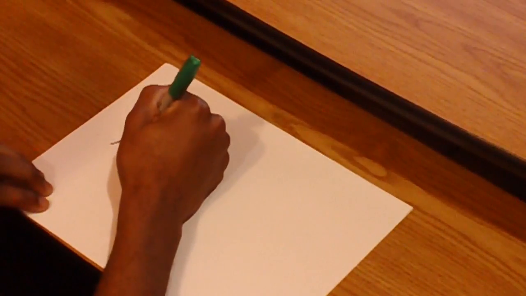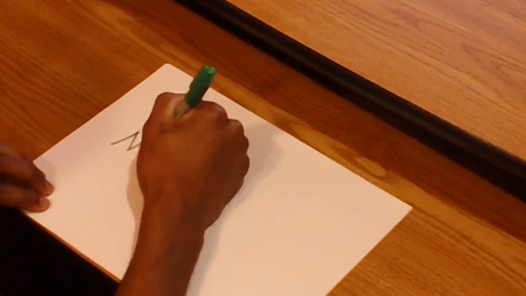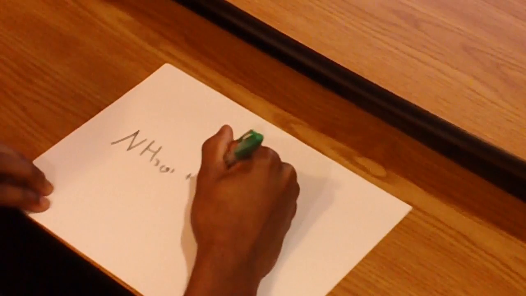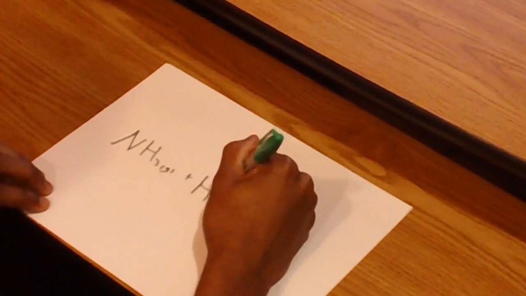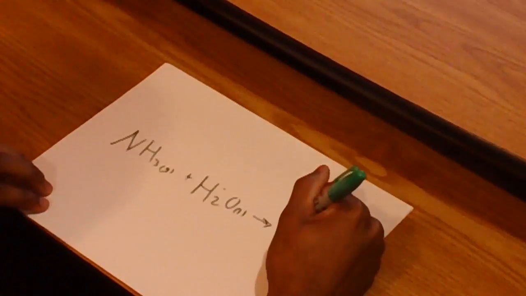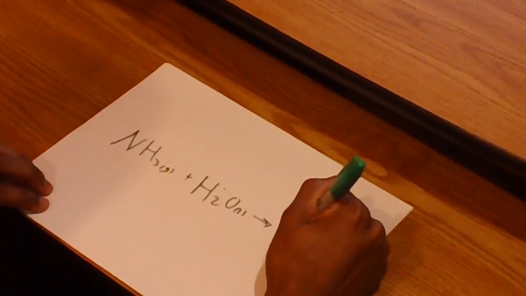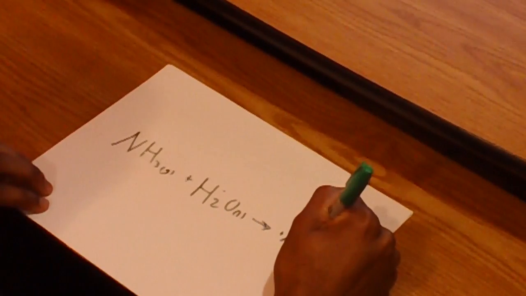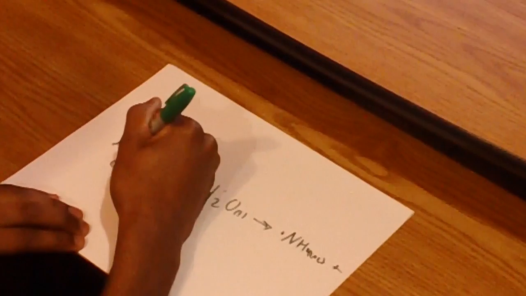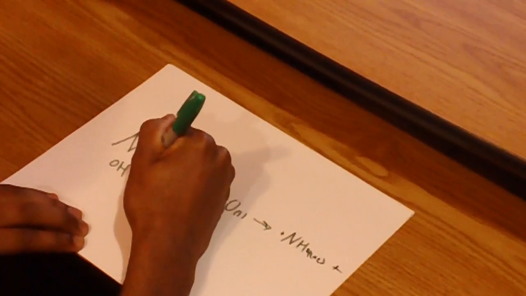Alright class, so first off, we're going to write NH3, which is ammonia, plus H2O, which is water, which yields NH4 plus, ammonium, plus OH minus, hydroxide. After that demonstration, let me show you another example.